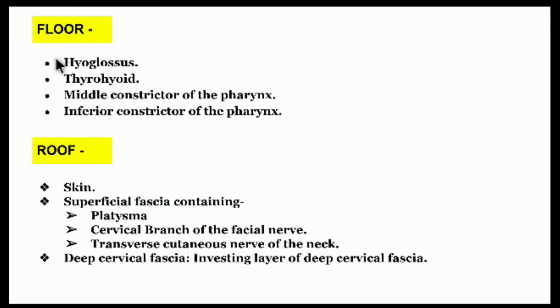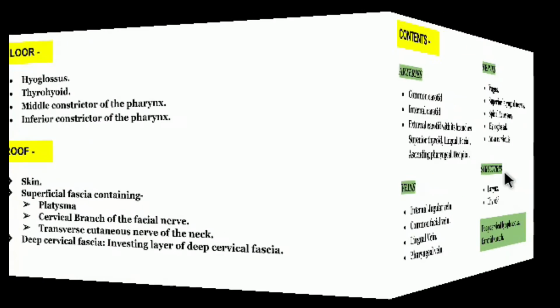Again, the floor is formed by the hyoglossus, thyrohyoid, middle constrictor of pharynx and inferior constrictor of pharynx. The roof is formed by skin, superficial fascia containing platysma, cervical branch of facial nerve and transverse cutaneous nerve of neck. The deep cervical fascia again consists of the investing layer of the deep cervical fascia.